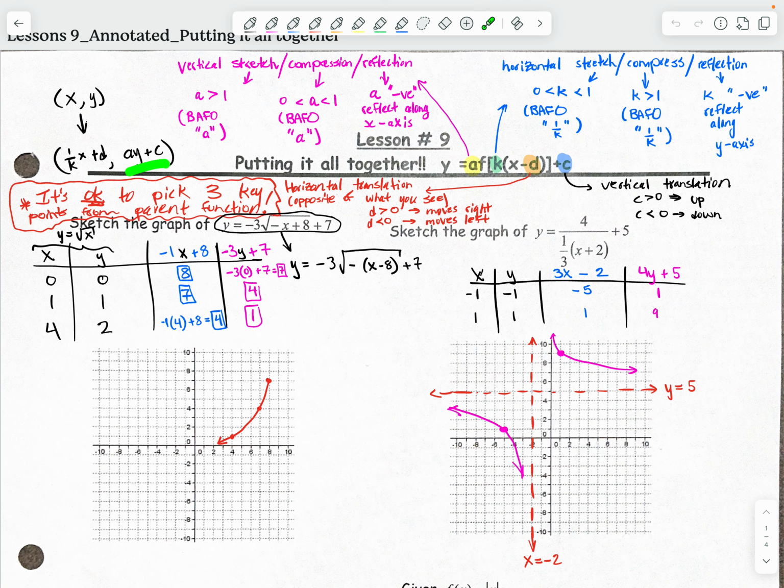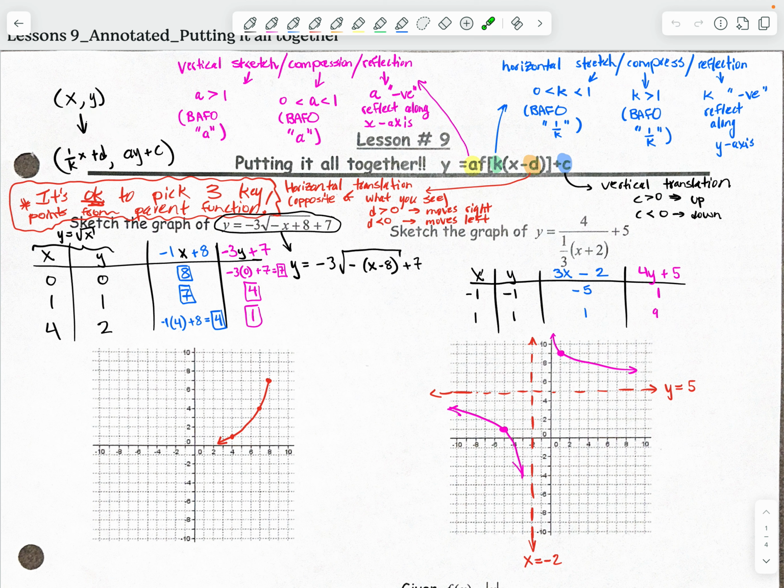And in the y direction, I do the scaling first, so a times y, and then plus c at the end. So that's nice. So that's my mapping rule. X becomes this, any x value, and then y becomes this, any y in the original parent function or given function. With the transformations, it becomes those respectively.